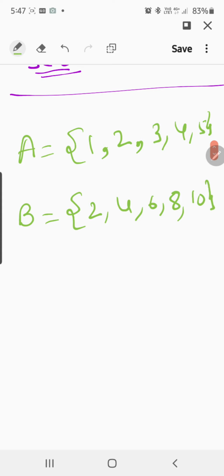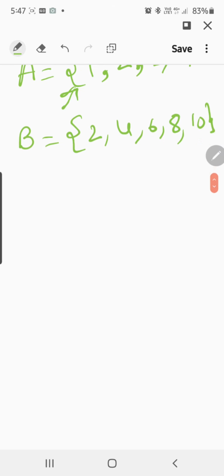Now I have two sets. A is a set, we already talked about that. Every time, a set always starts with a curly bracket. So 1, 2, 3, 4, 5 are all elements, and 1, 2, 3, 4 are elements of set A. Similarly, set B: 2, 4, 6, 8 are elements of set B.